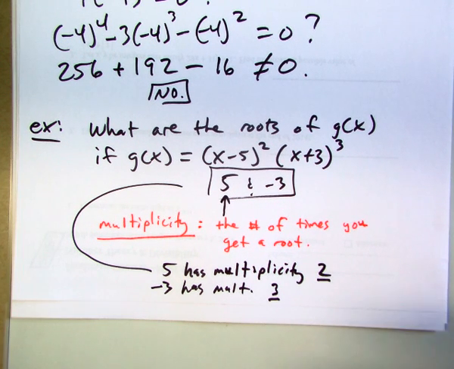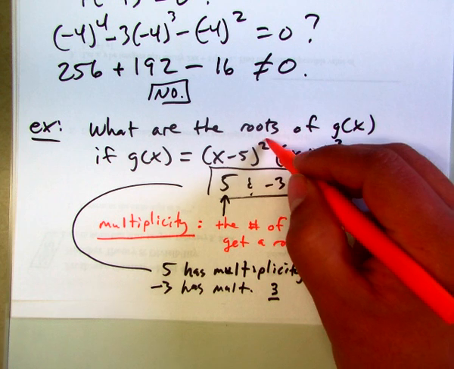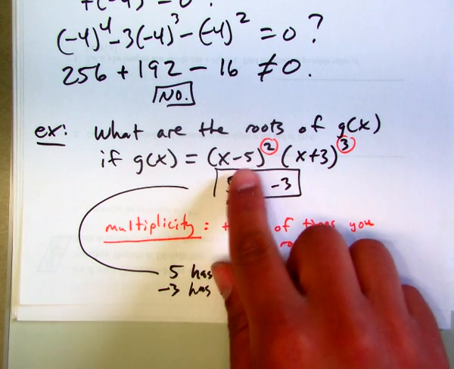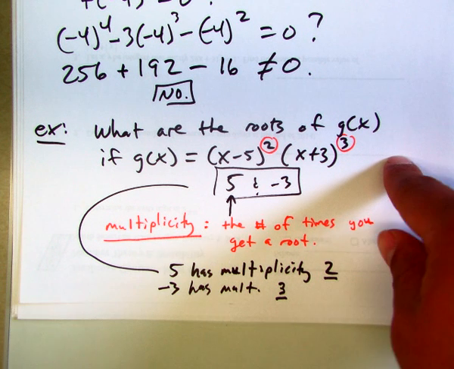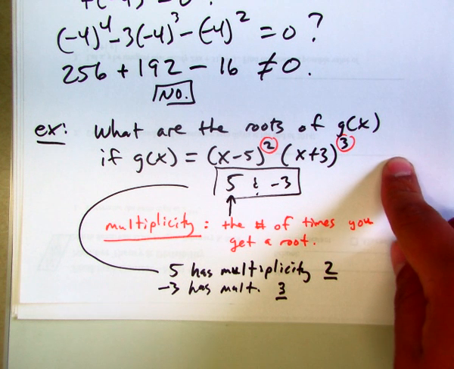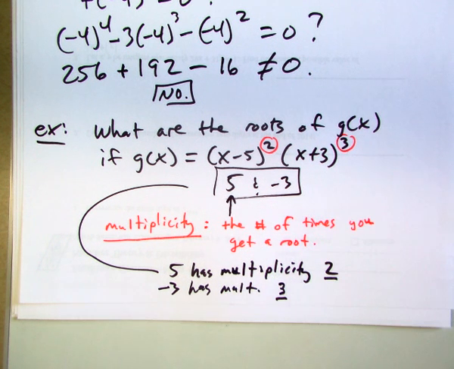Okay? And you're just getting that basically from the exponents. Well, if you saw x minus 5 squared and then later on down the road you had another x minus 5, you know what I mean? So you wouldn't say 5 has multiplicity of 2 and then also 1. It's going to be 3. Does that make sense? Okay. Anybody lost or confused? Well, good. Okay.